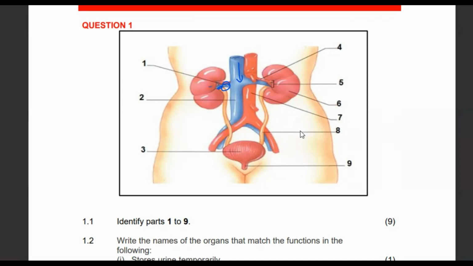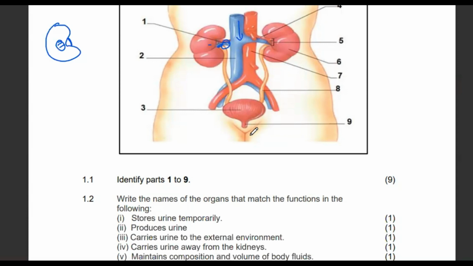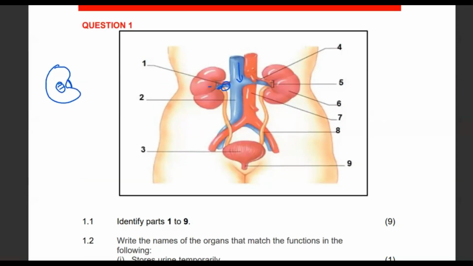When it enters the kidney, for example, this is our kidney, when it has passed this point and entered here so that it goes to the nephron, then it becomes an afferent arteriole. So the difference between the renal artery and the afferent arteriole is that the arterioles are a little bit smaller than the artery. So number 1 is renal.